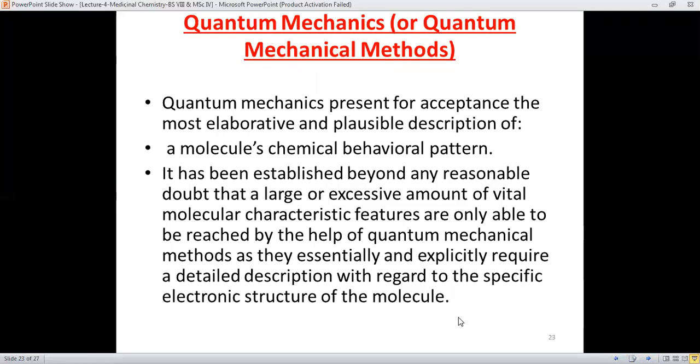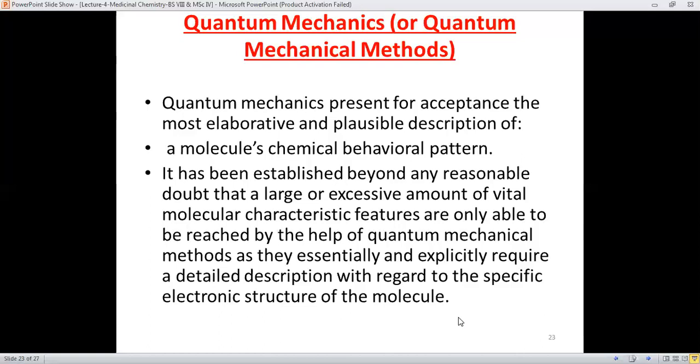Next is quantum mechanics, or the quantum mechanical model, and it presents the most elaborate and plausible description of a molecule's chemical behavioral pattern: how the molecule behaves, what the chemistry of the molecule is, what type of behavior it will show.